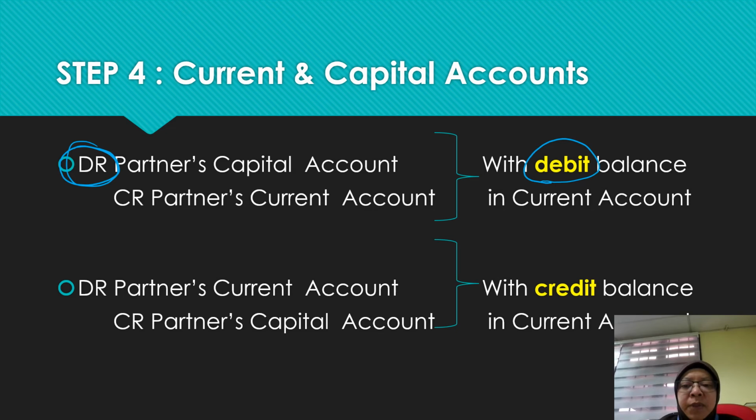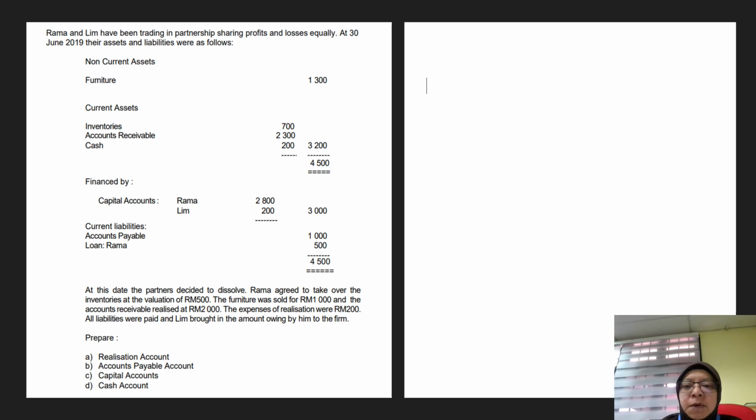The other way around, with the credit balance in the current account, we will close the current account by transferring to the credit side of the capital account. So the second situation will be a normal balance for the partner's current account. The first one is when the partner's balance is abnormal. Abnormal means debit balance.